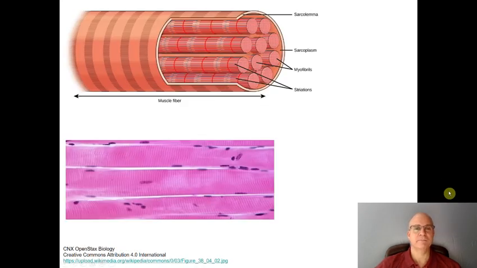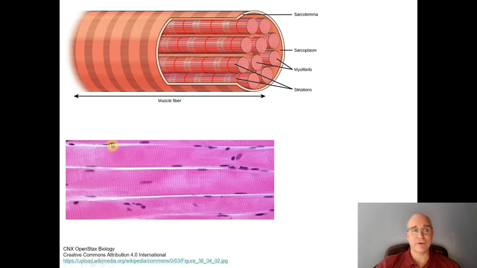This is nice because this is showing that picture that we were looking at before, showing all these myofibrils that are in a muscle fiber. But notice all of the dark bands line up in a row, and all of the light bands line up in a row. So we see dark band and light band and dark band and light band.